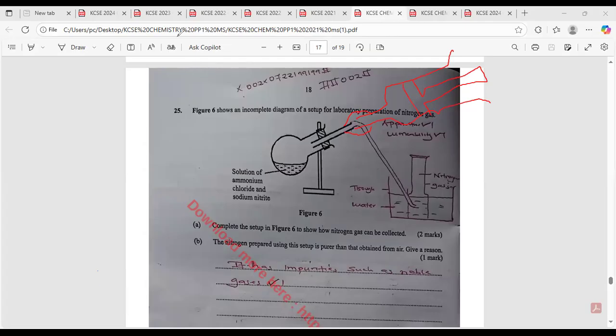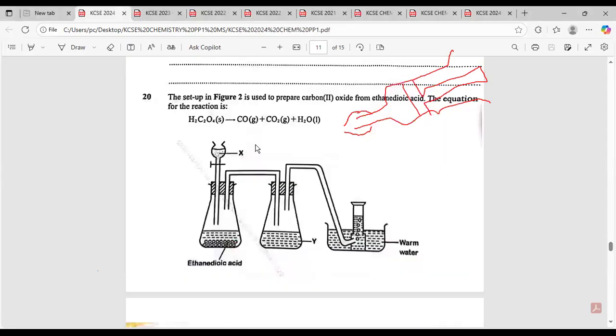I can just go through the question for 2024. In the question, you have to identify the reagents. So this X should be concentrated sulfuric acid. Y should be, not calcium hydroxide, but sodium hydroxide to remove the carbon dioxide. And this one now will be carbon dioxide.